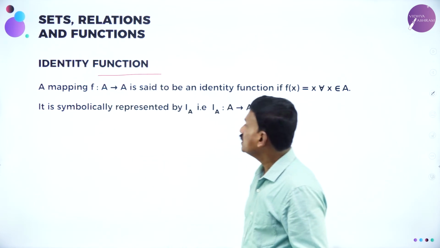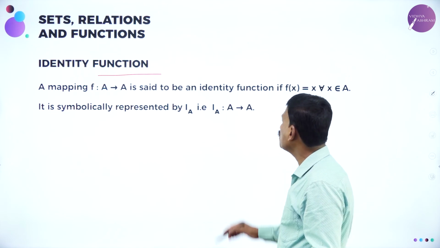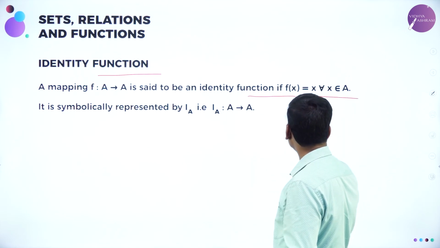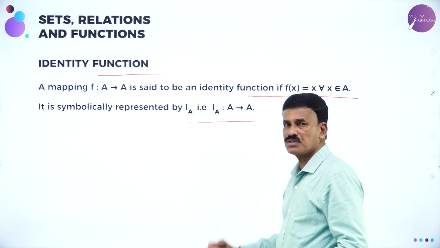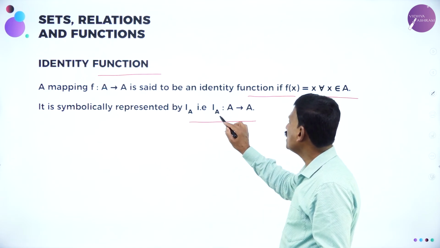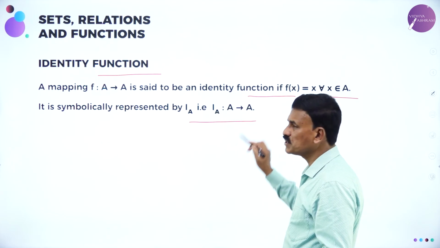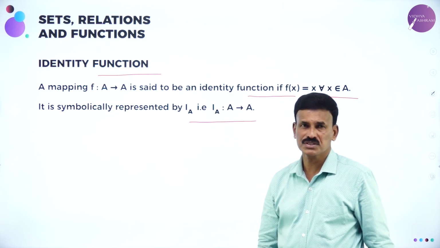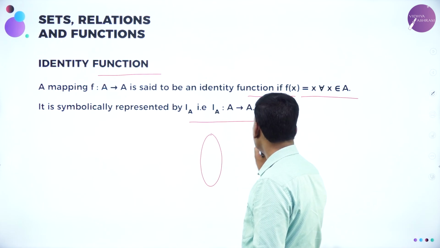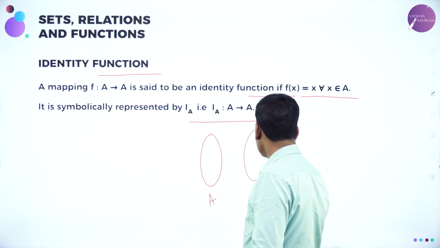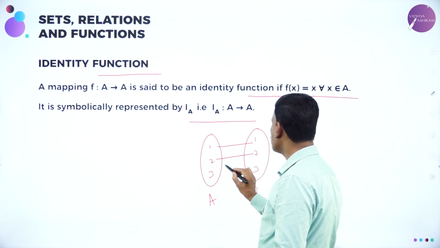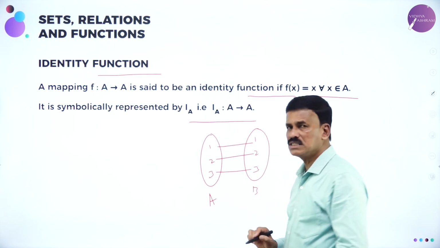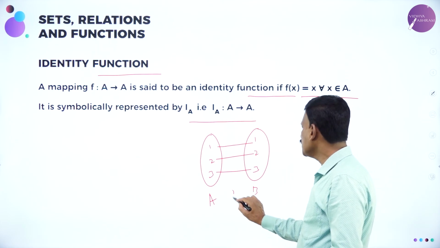Identity function. A function f from A to B is said to be an identity function if f of x is equal to x for all x belongs to A, and symbolically we represent an identity function as I_A, that is I_A from A to A is called an identity function. For example, let A contain 1, 2, 3 and B contain 1, 2, 3, with 1 to 1, 2 to 2 and 3 to 3. This is an example for an identity function.